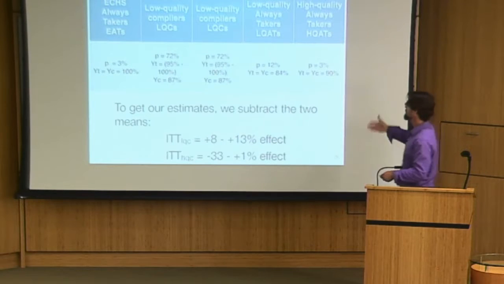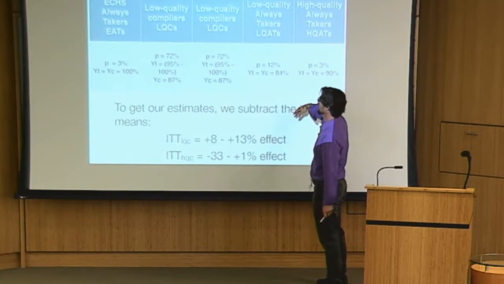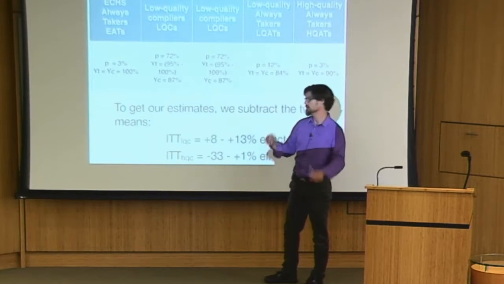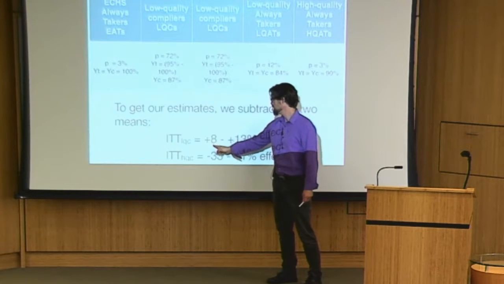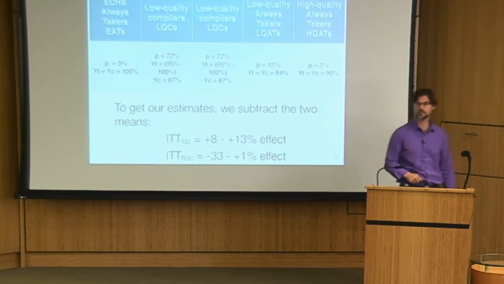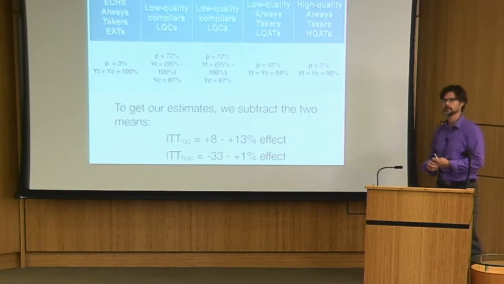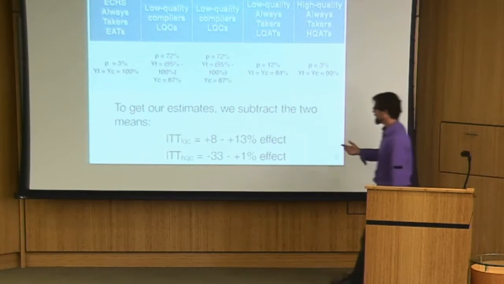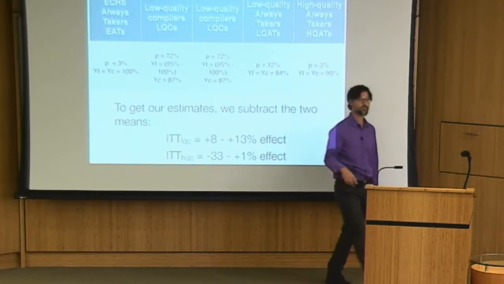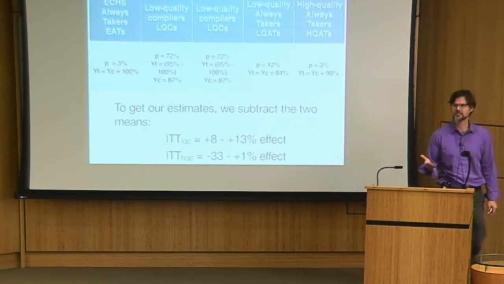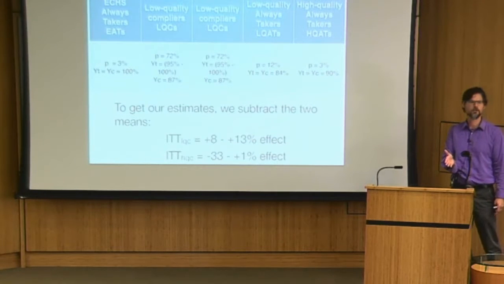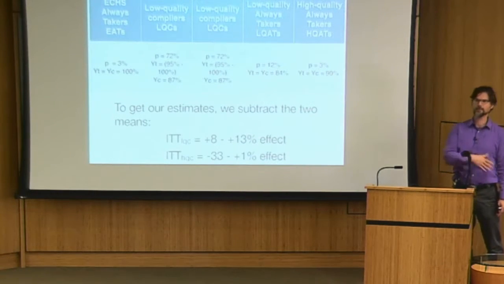In ECHS, just our actual results, we end up with the low quality compliers, which were the big group if you recall. We see an impact of anywhere from 8 to 13 percentage points on track. So it's a big effect for low quality compliers. The high quality compliers, on the other hand, have anything from a negative 33 to a 1% impact, which would suggest that we can say definitively we're not helping the high quality compliers a lot, and we might be hurting them.